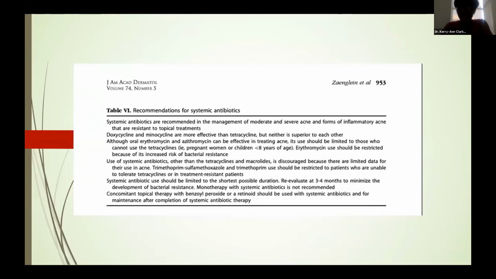You also need to have a topical therapy on board, because when you're evaluating this patient in 3 to 4 months' time, if they're improved, you're going to stop your oral antibiotics. And then they need to have some topical on board.